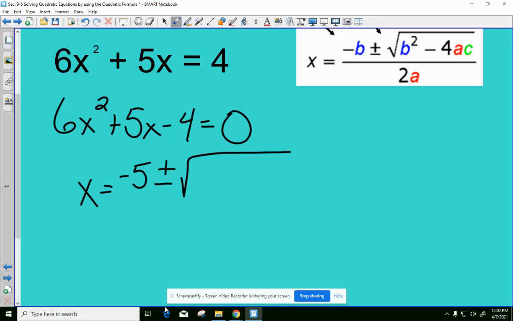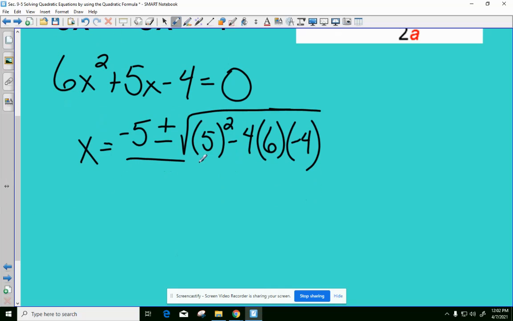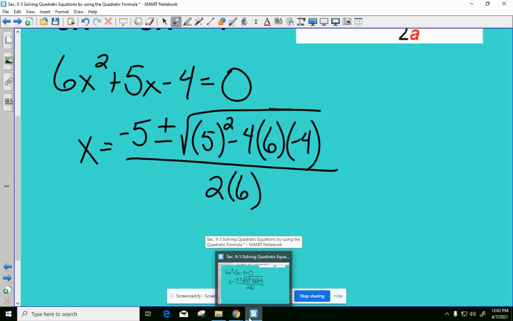And now under the square root, I need b squared. So that's going to be 5 squared minus 4, and then times it by a, which is 6, and c, which is -4. And if you have to, extend your square root sign so it all stays underneath there. Okay? And the whole thing gets divided by 2 times a, so 2 times 6.